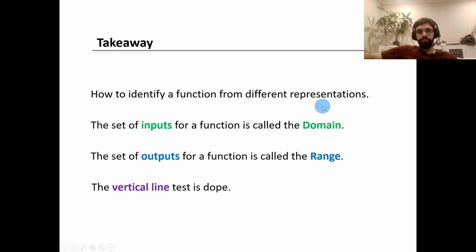Takeaways. So we talked about how to identify if some kind of relationship is a function, and we looked at that for multiple different representations. We looked at mappings, we looked at sets of ordered pairs, and we looked at graphs. We now understand the domain is a set of inputs for a function, and the range is a set of outputs for a function. And we also learned that the vertical line test is our friend, and it will help us a lot.